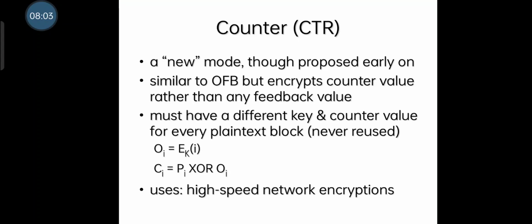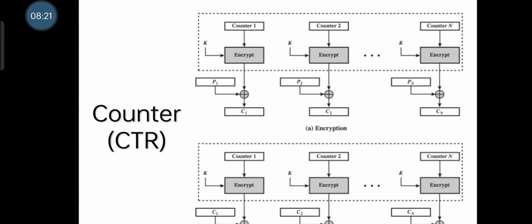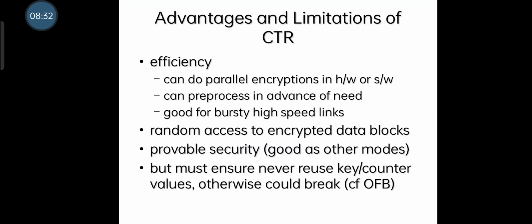Next one is the counter mode, which is like OFB but encrypts the counter value rather than the feedback value. Oi is equal to E suffix k of i. Ci is equal to Pi XOR Oi, which will be used for very high speed network encryptions. It is the same as here, but we use counter values. This counter value is going to be different. Instead of IV, I am going to use the counter value for each and every iteration. The advantages are that it can do parallel encryptions in hardware and software, can process in advance of need, and is good for bursty high speed links and random access to the encrypted data blocks.